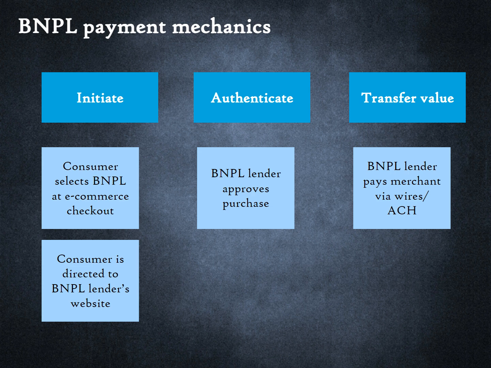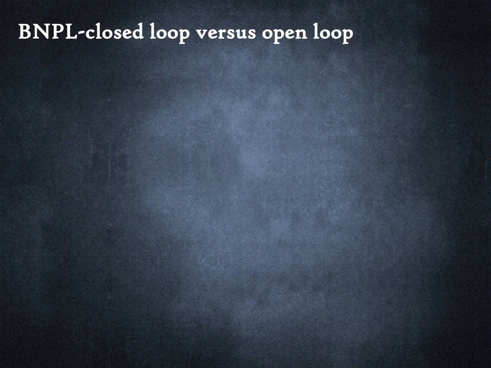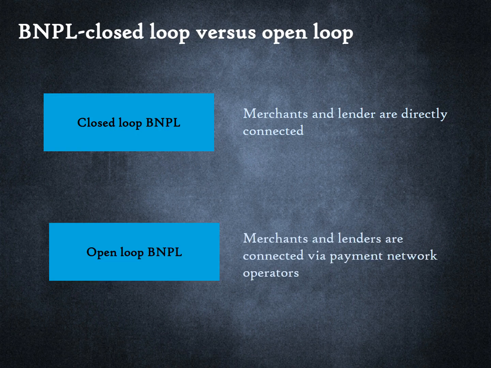The repayment by the consumer to the lender mostly occurs by debit card, as the product is used by consumers who do not wish to use credit cards. In closed-loop BNPL, the lender and the merchant are directly connected without need for a card network. In open-loop BNPL, the lender and merchants rely on a payment network operator like MasterCard and Visa.